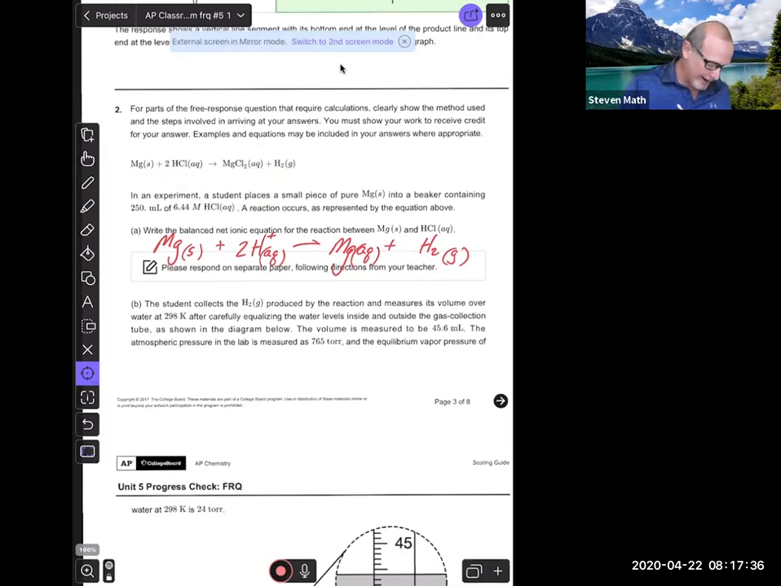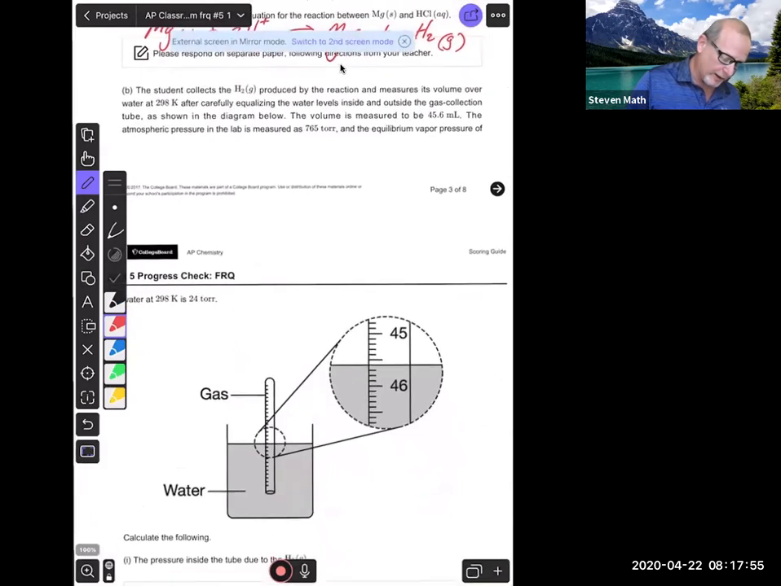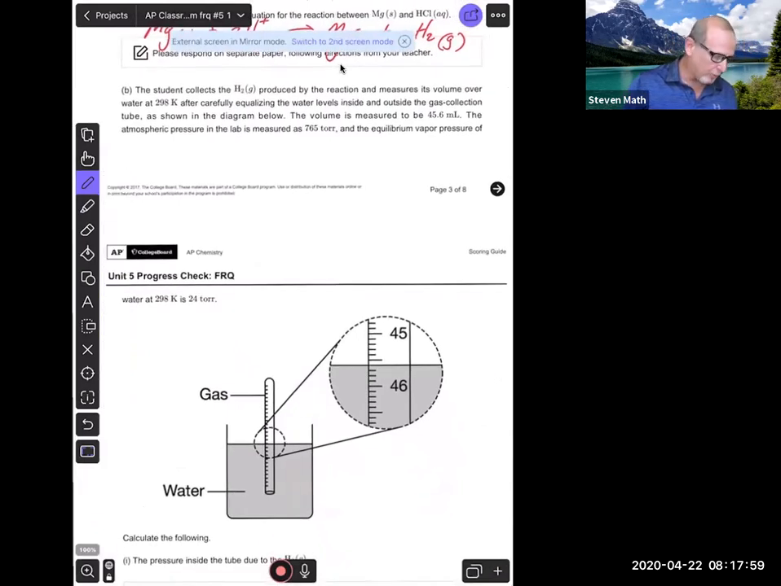All right. Now, B is a really fun gas law question. It says a student collects some H2 and measures it. And this was done by collecting a gas over water. We've done this. After carefully analyzing it, all right, the volume is to be measured at 45.6.